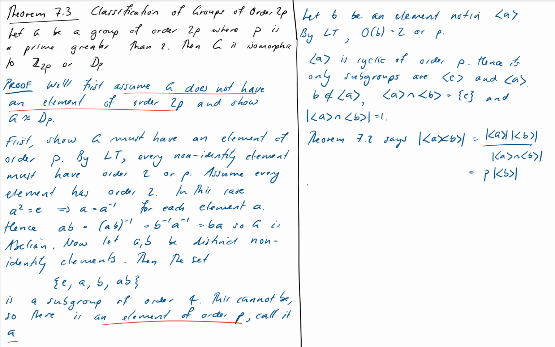Okay, so here's where it gets interesting. If the order of B were P, then the order of that product set would have to be P squared. But this is greater than 2P, which is the order of our group. So we can't have our product set having more elements in it than the group itself has, because that's not possible.